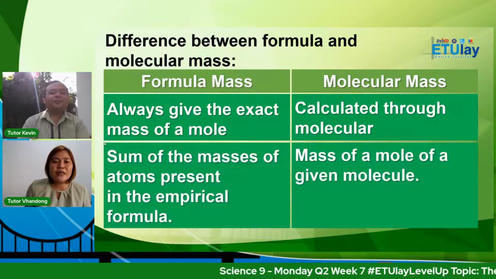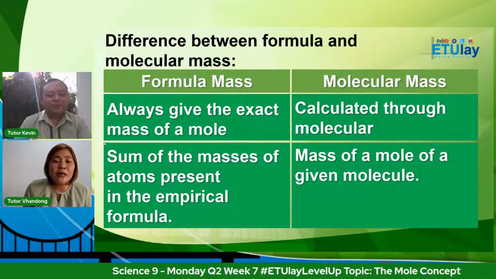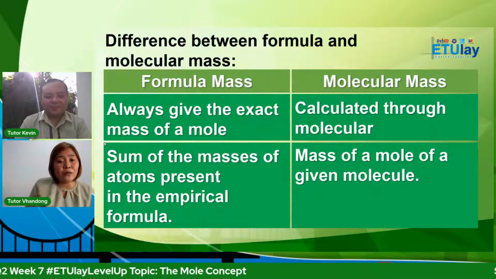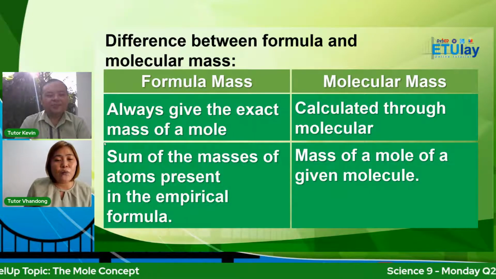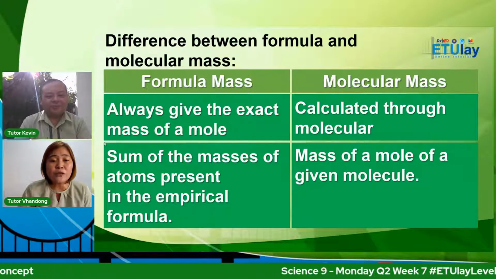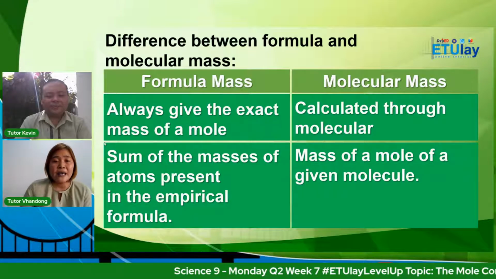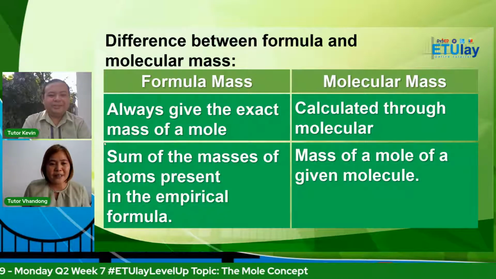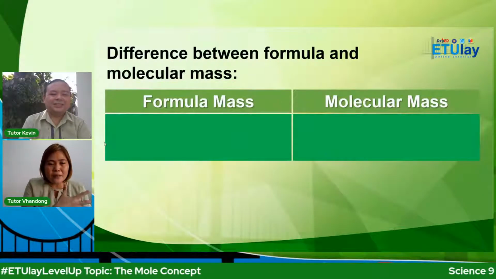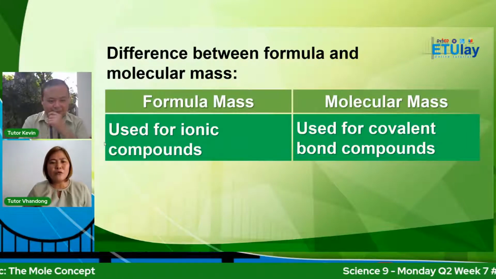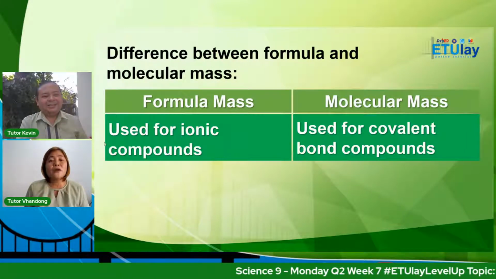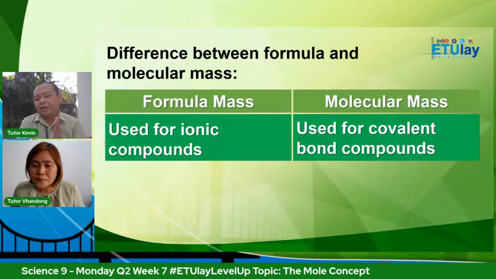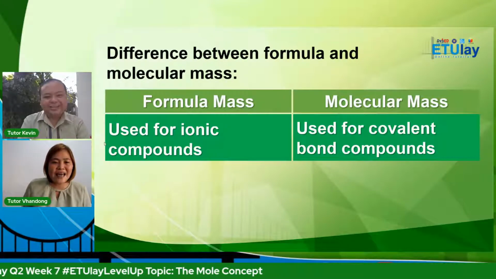Another, Tutor Kevin, for molecular mass, it always gives the exact mass of a mole. Molecular mass is calculated through the molecular formula. Formula mass is the sum of the masses of atoms present in the empirical formula. And for molecular mass naman, it's the mass of a mole of a given molecule. Ayan, as we go along, Tutor Kevin, malilinawan nila lahat itong mga binabanggit natin. And lastly, Tutor Kevin, formula mass is used for ionic compounds. For molecular mass naman, covalent.